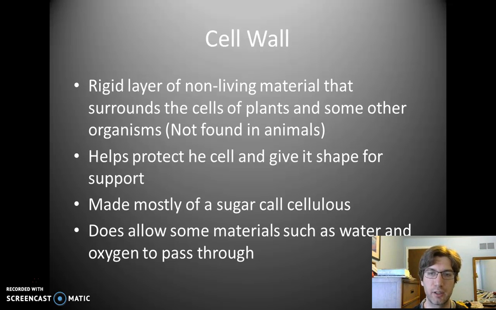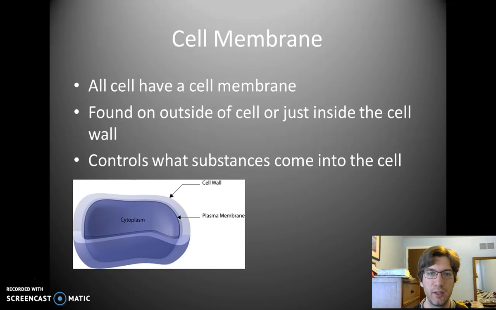Our cell wall does allow some materials such as water and oxygen to pass through it, but it's really there for structure and protection. Just inside our cell wall, as you can see in our little graphic, we have a cell wall that surrounds it here, and just inside we have a cell membrane or a plasma membrane. This is found in all cells, so even animal cells will have this. This is going to control what goes in and out of our cell. You can think of it as our border patrol. If water comes by and our cell needs water, it'll take it in. If it doesn't, it will keep it out.